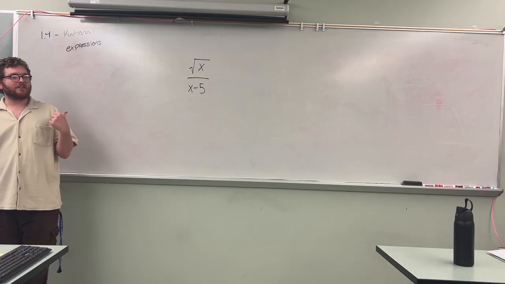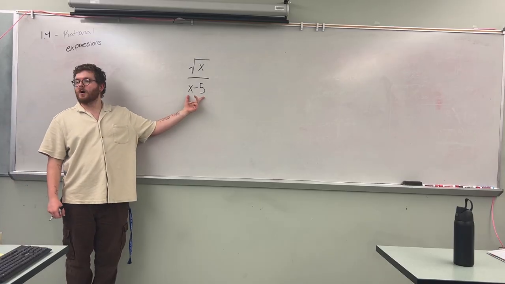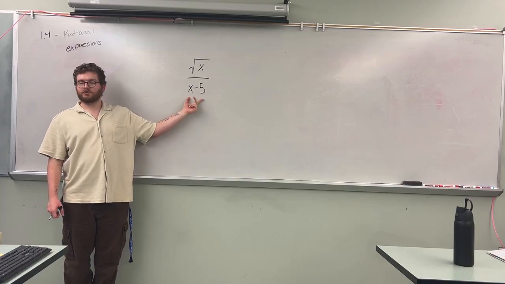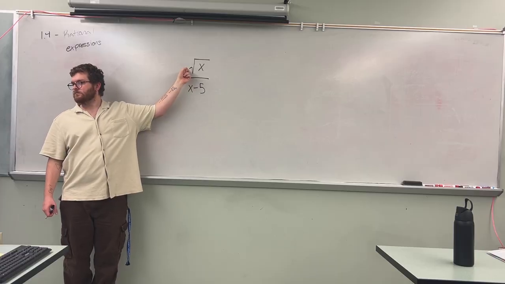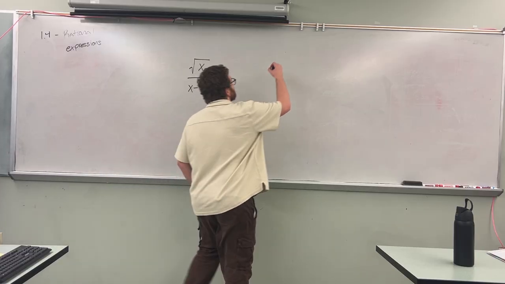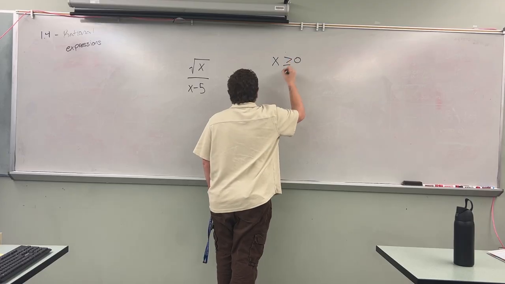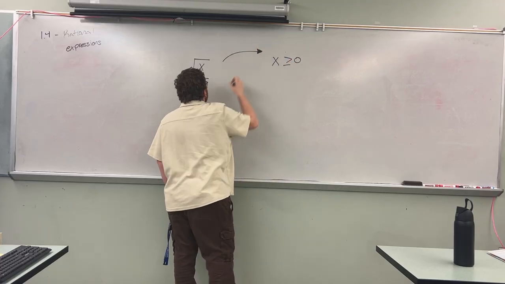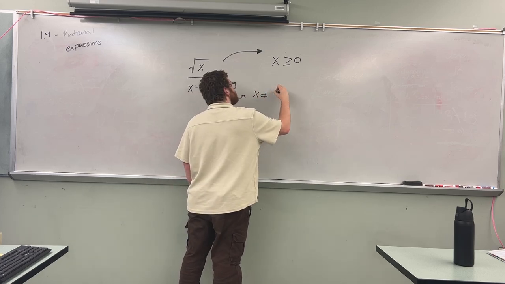So if I wanted to find the domain of this function, first I have to consider where the denominator does not equal 0, but I have another constraint on top of that. This can't be negative. So I'm restricted to the fact that x has to be greater than or equal to 0. That's what the top part tells me. And the bottom part tells me that x cannot equal 5.